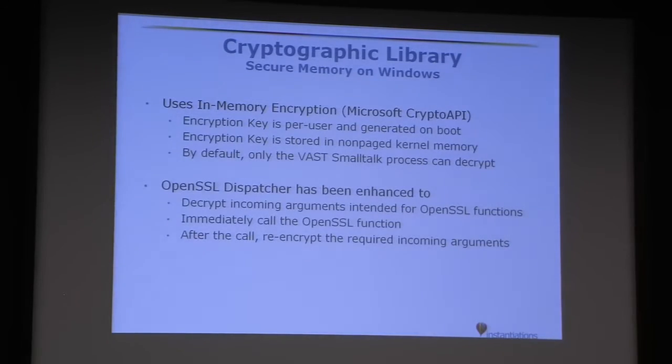So to do this, we use Microsoft's Crypto API. The encryption key is generated on boot. It is per user. It is stored in kernel memory in a non-pageable section of it, so it won't show up on disk. And by default, you can change this, but only the Smalltalk process can decrypt it. You can set it up so cross processes can also decrypt it. And what we had to do here was for the dispatcher, the guy that actually makes OpenSSL calls, we had to make sure that incoming arguments that were encrypted, we decrypt them, quickly make the call, encrypt it back.